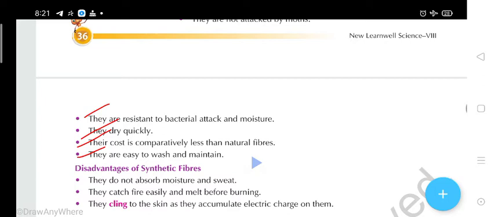Now students, in this video we have discussed up to the advantages. In the next video, students, we will talk about the disadvantages of synthetic fiber. That's why we prefer the natural fiber. Okay.